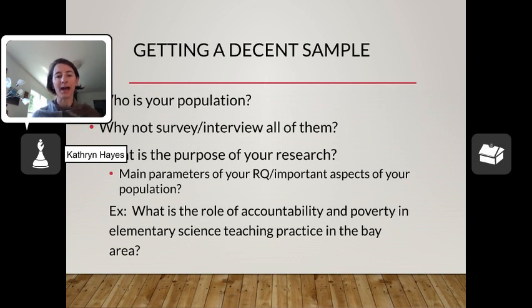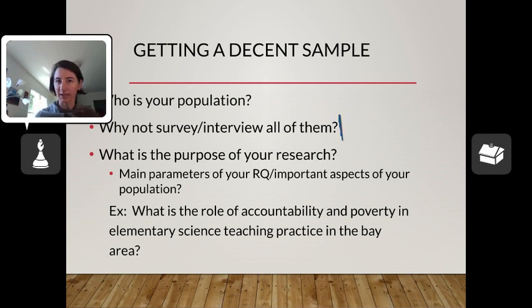So the first thing you need to ask in doing a sample, a survey sample, is who is your population? What is the broad boundary of the group of people you're interested in? So for example, let's look at this research question. What is the role of accountability and poverty in elementary science teaching practice in the Bay Area? So broadly, I'm interested in elementary science teachers in the Bay Area. That's my population.